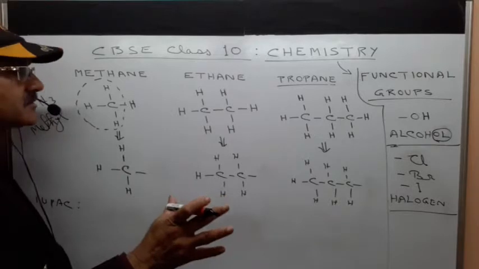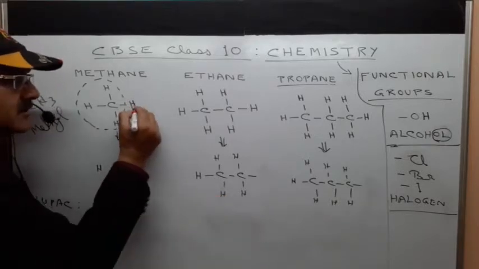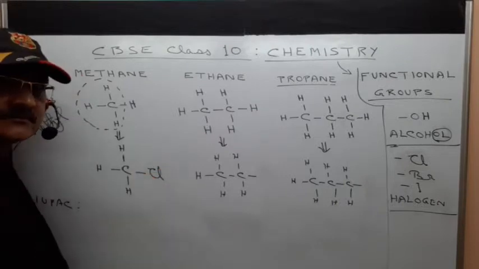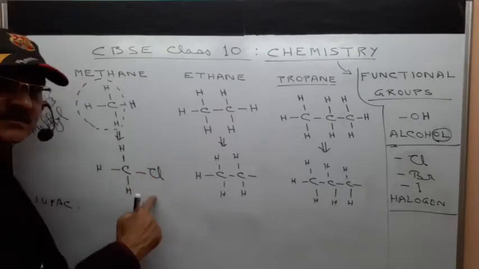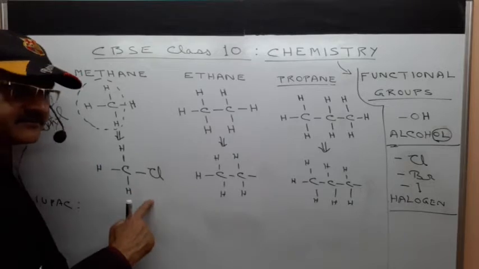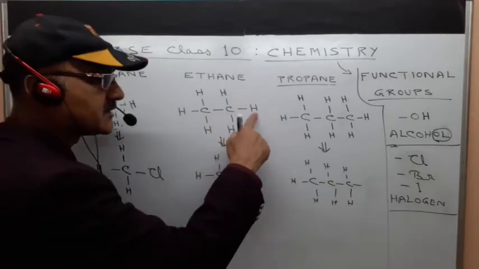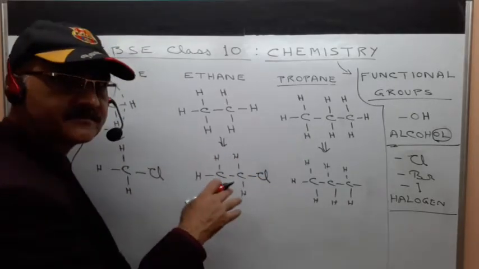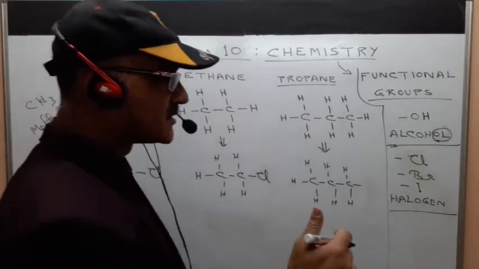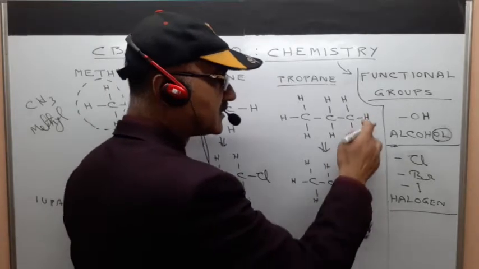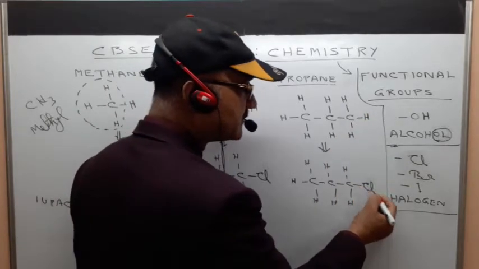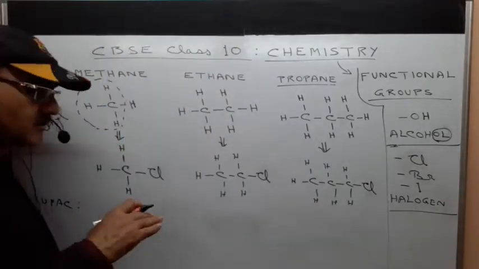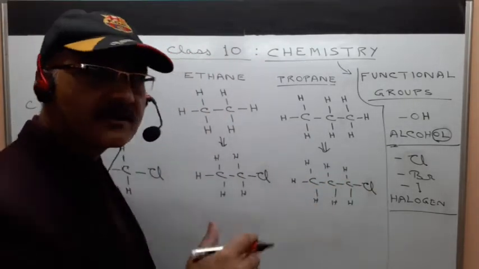If we have a situation where one hydrogen of methane is replaced by a chlorine, we get this molecule, which is quite reactive. Similarly, if one hydrogen is replaced by chlorine here for propane, we get this molecule. Now, all these compounds have similar properties.